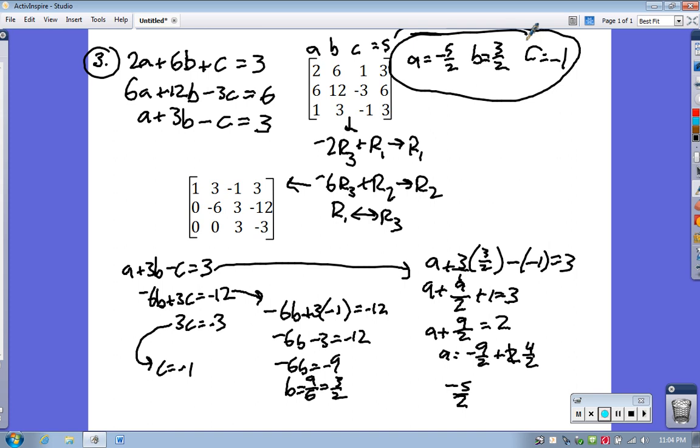There's my solution. I can write it that way, or I can write it as an ordered triple: A, then B, then C.